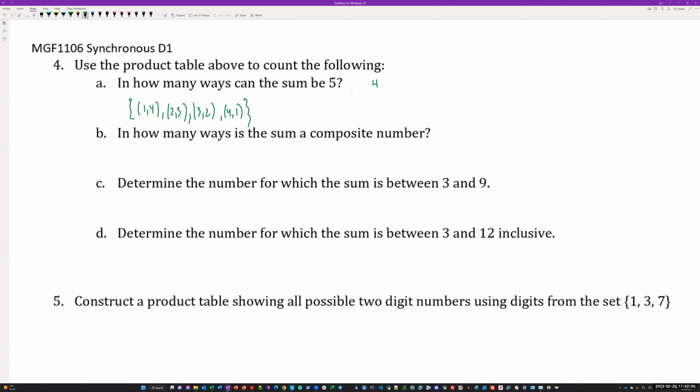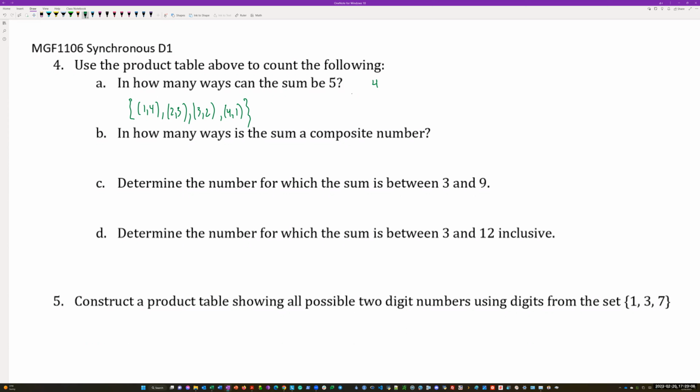What does prime mean? Well, composite is sort of the opposite of prime, but what does prime mean first? That can only be divided by itself and 1, and that's greater than or equal to 2. All right. So a prime number means it can only be divided by itself.